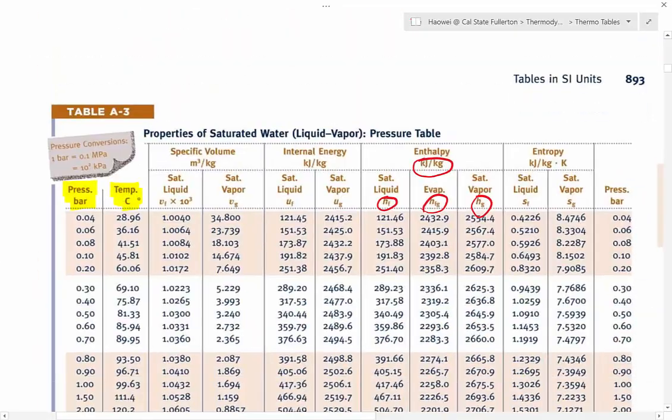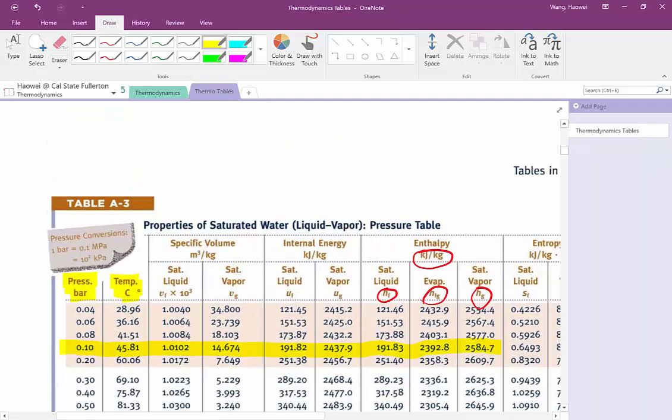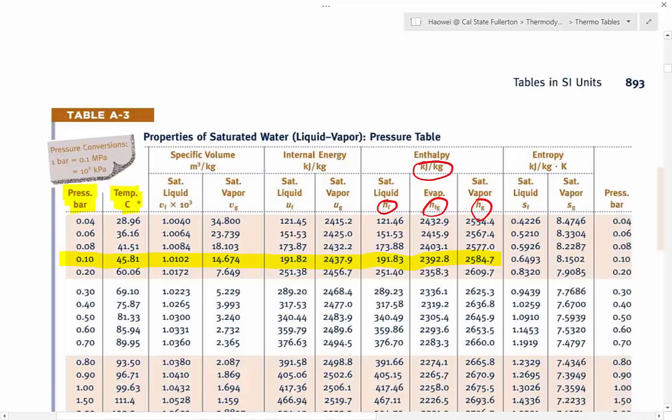And we know pressure is 0.1 bar. 0.1 bar is in this row. This is 0.1 bar. And we're looking for nu F and nu G. Nu F is right here, 1.0102, and do not forget, multiply by what? 10 to negative 3. Okay, every number in this column has been magnified by 1000 times. So if you look for the true value, you have to go back by dividing by 1000. And the nu G, very easy, 14.674.